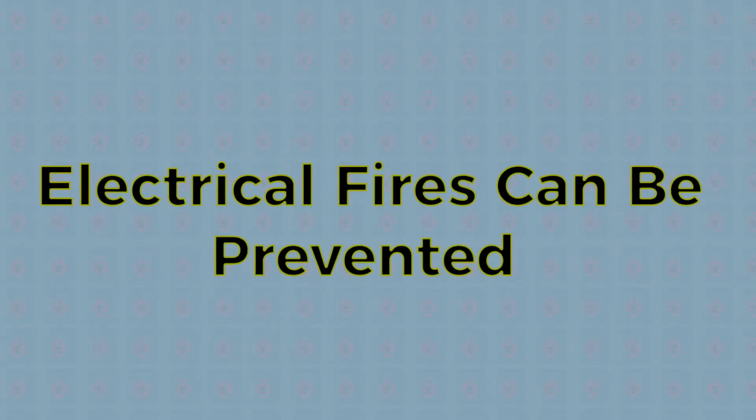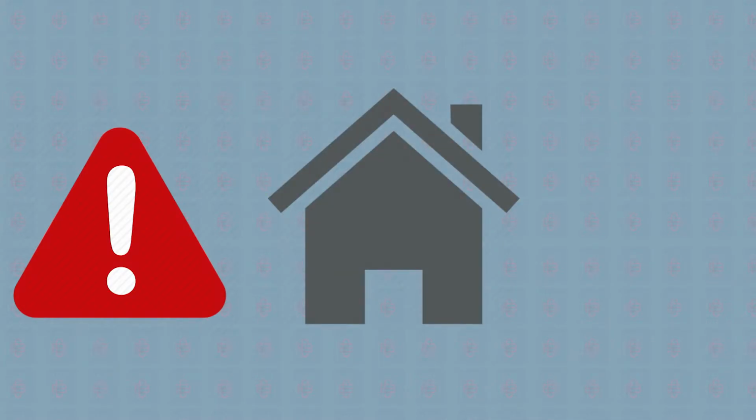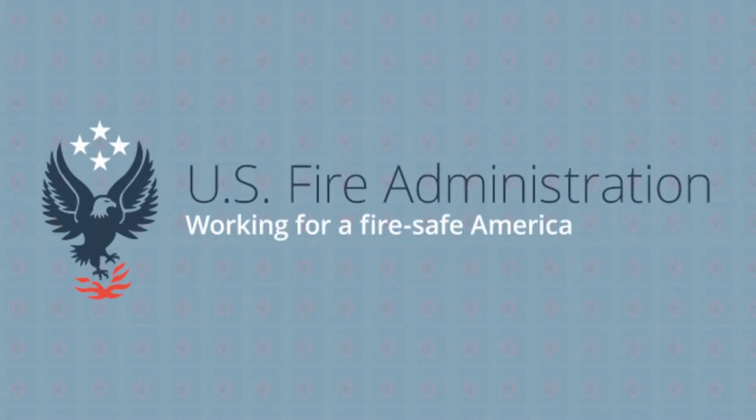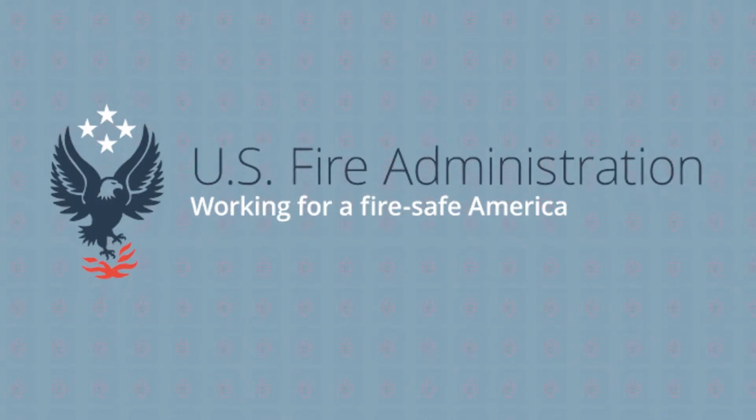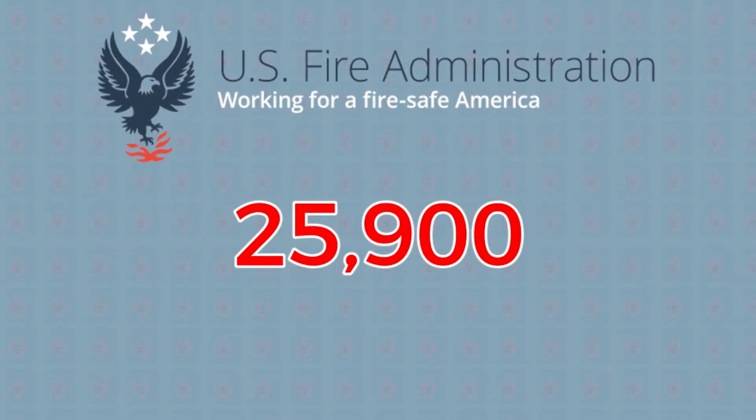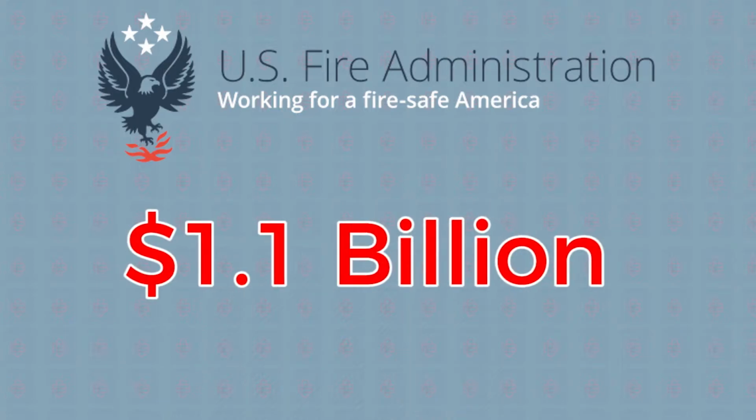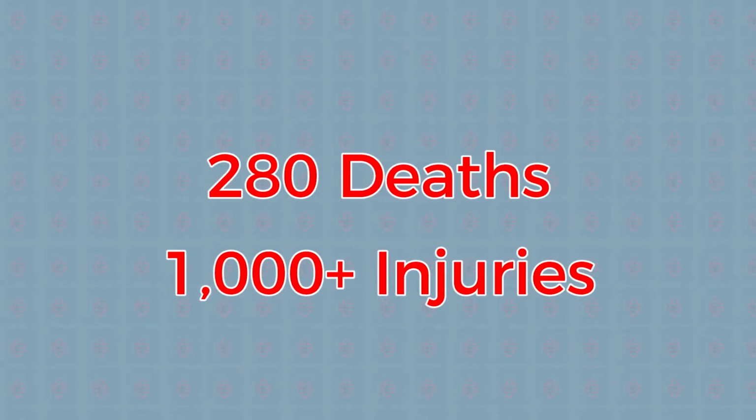Electrical fires can be prevented. Of all the hidden dangers that can exist in a home, the most severe are those that could cause electrical fires. The US Fire Administration estimates that an average of 25,900 electrical fires cause over $1.1 billion in damages each year. These fires also cause an average of 280 deaths and more than 1,000 injuries each year.